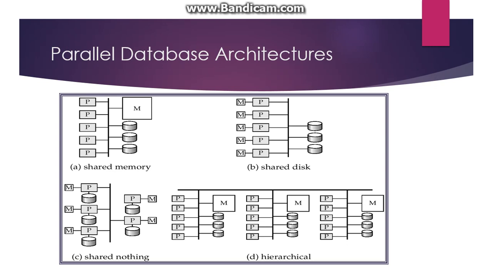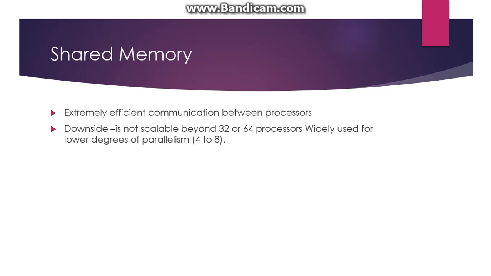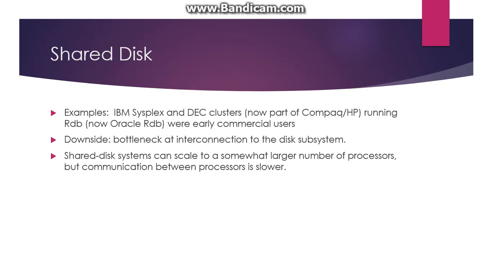There are mainly four types of parallel database architecture: shared memory, shared disk, shared nothing, and hierarchical. Now, let's discuss each. Shared memory: extremely efficient communication between processors. The downside is that it is not scalable beyond 32 or 64 processors; it is widely used for lower degrees of parallelism. Shared disk. Examples: IBM Sysplex and DEC cluster. Downside: bottleneck at the interconnection to the disk subsystem. Shared disk can scale to a somewhat larger number of processors, but communication between processors is slower.